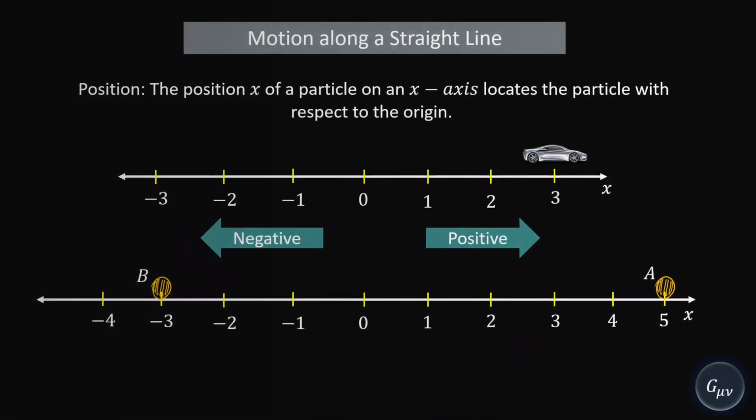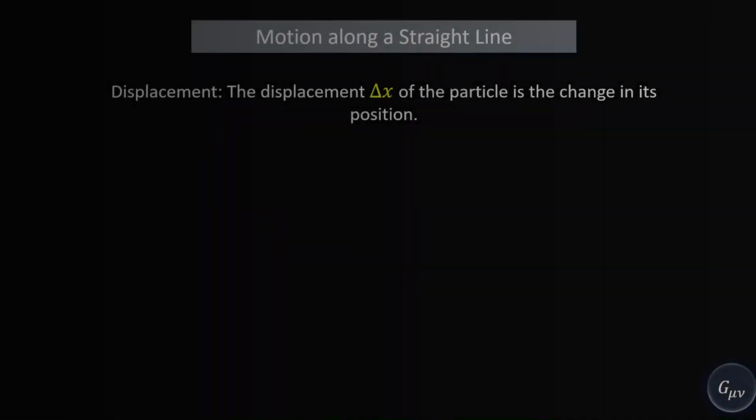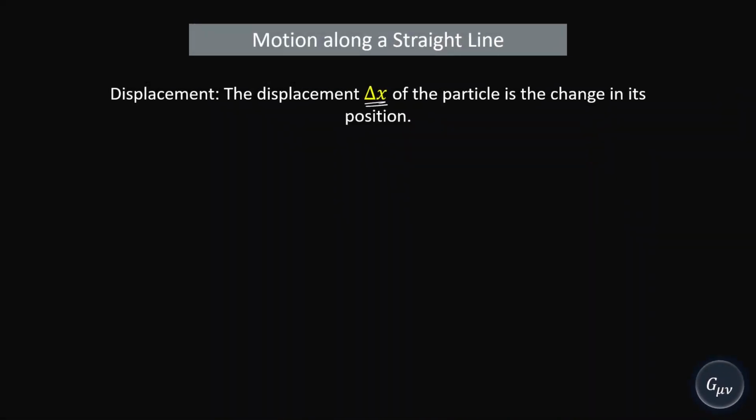The next big idea is that of displacement. The displacement delta x of the particle is the change in its position. So delta x is equal to x2 minus x1. This equation calculates the displacement of an object.